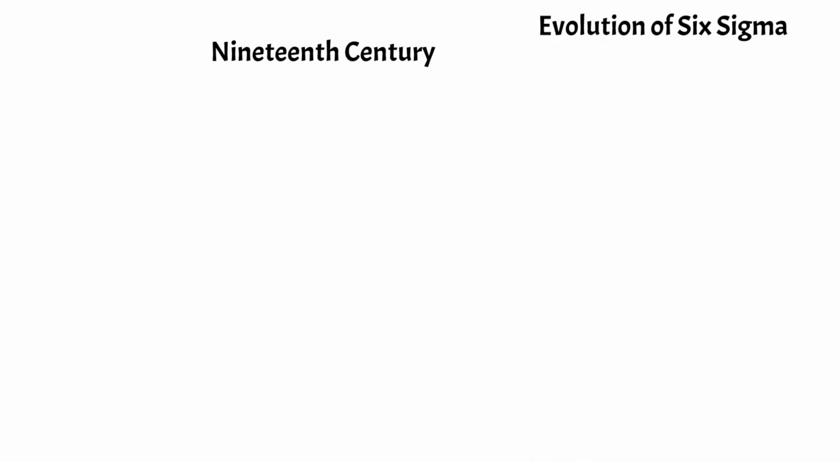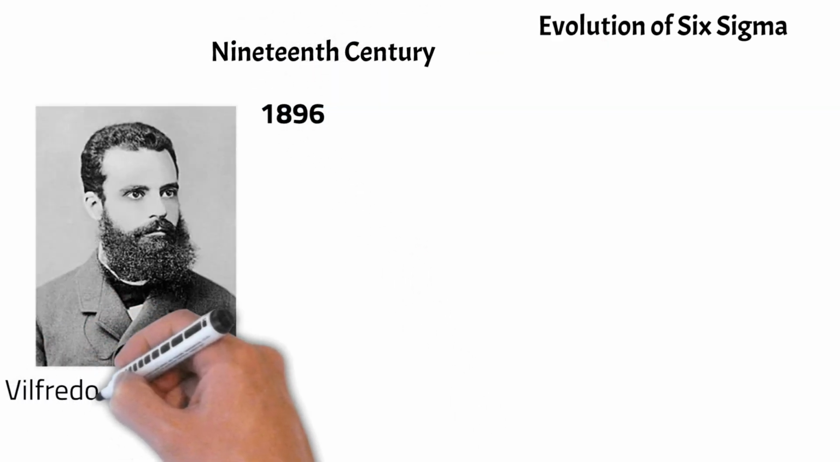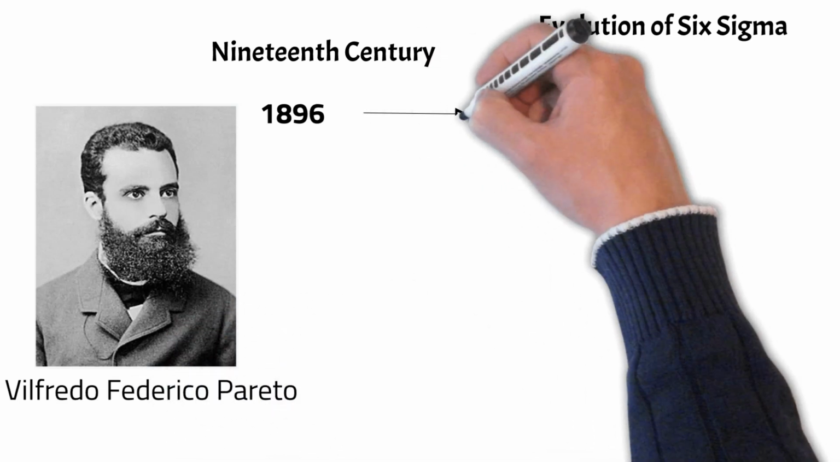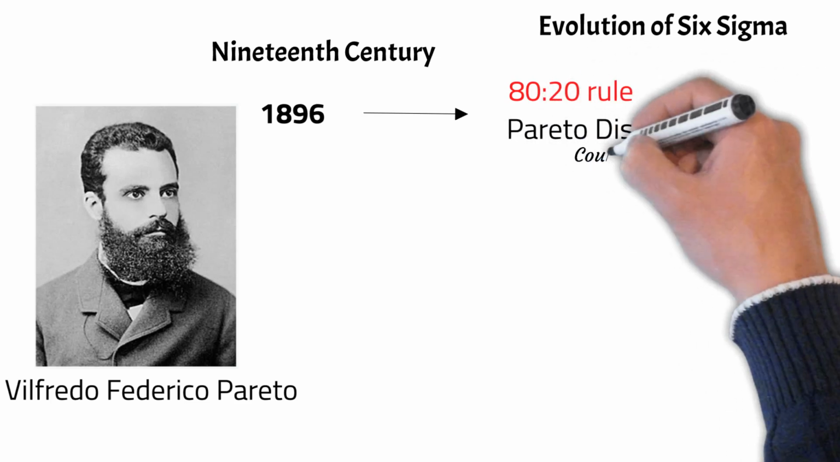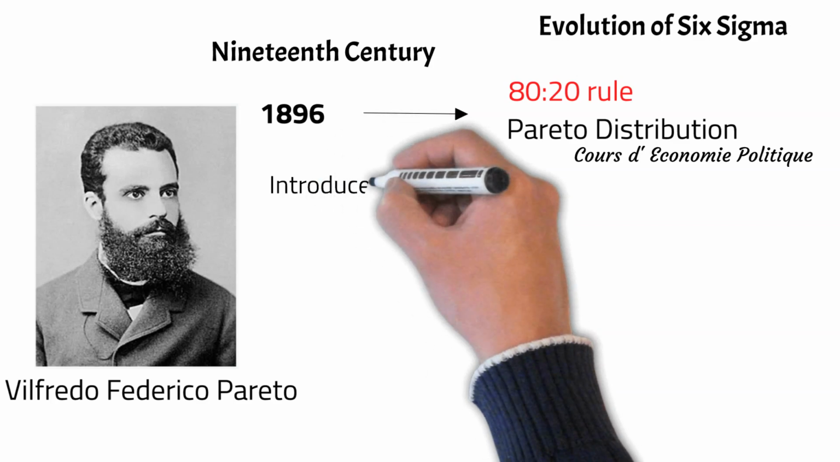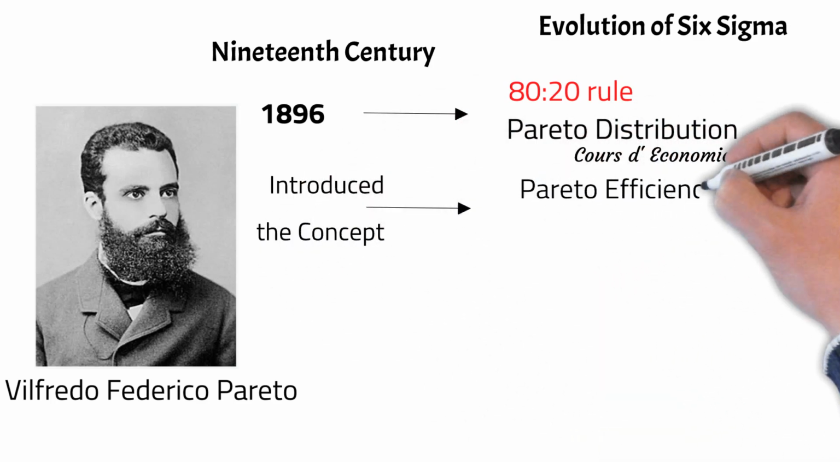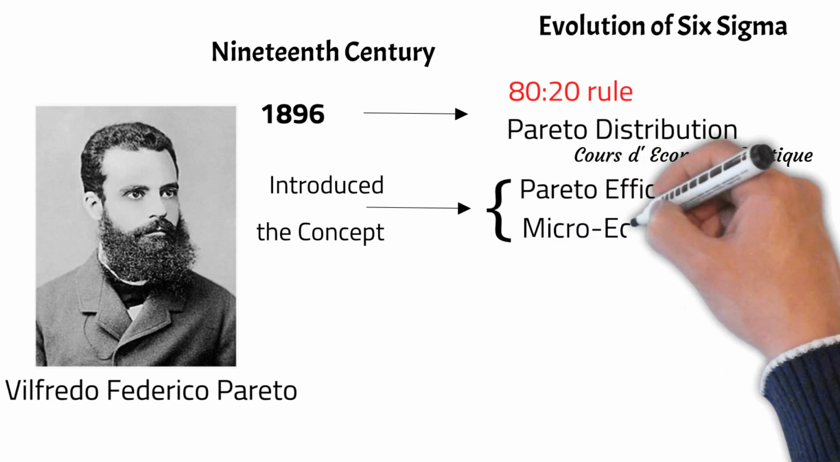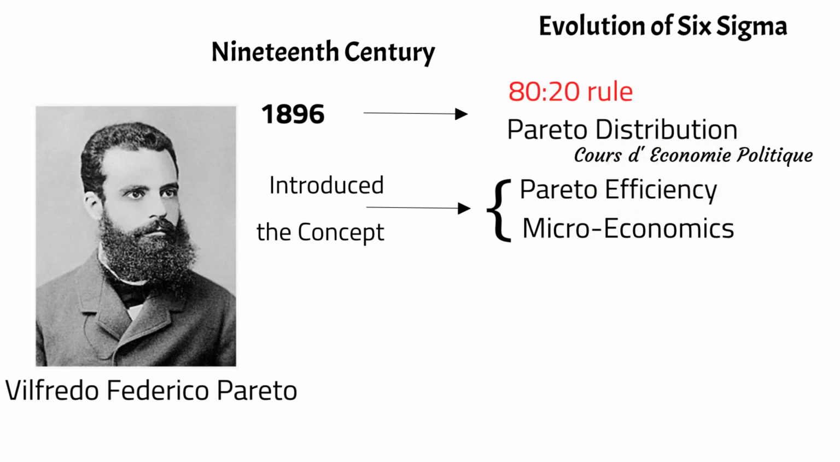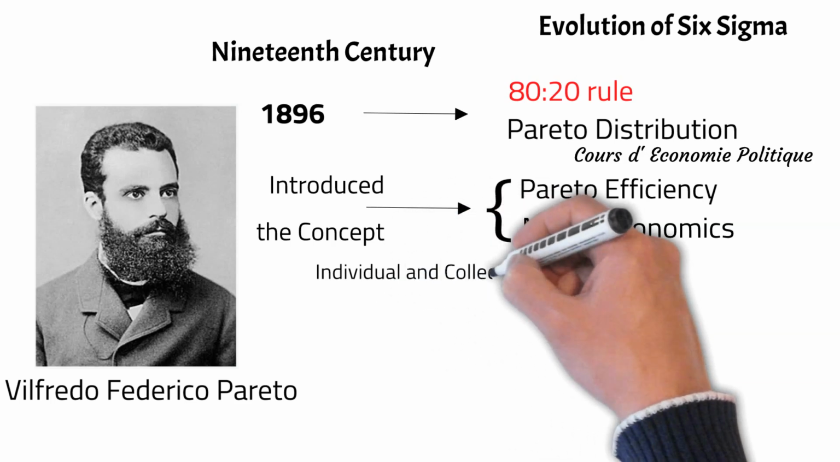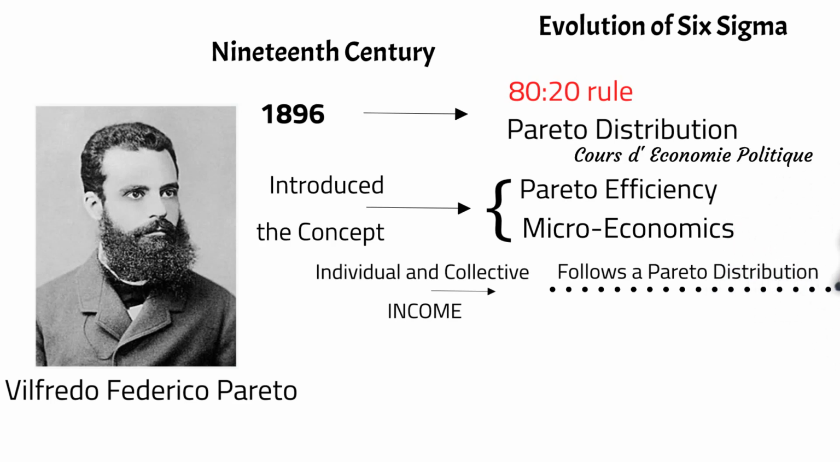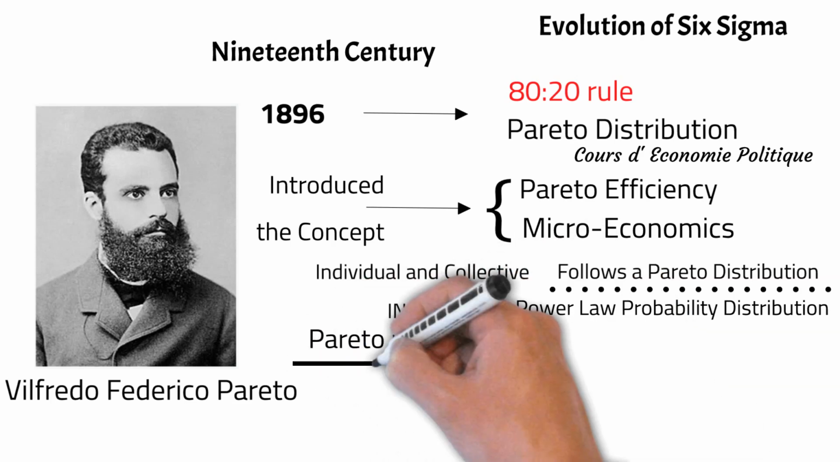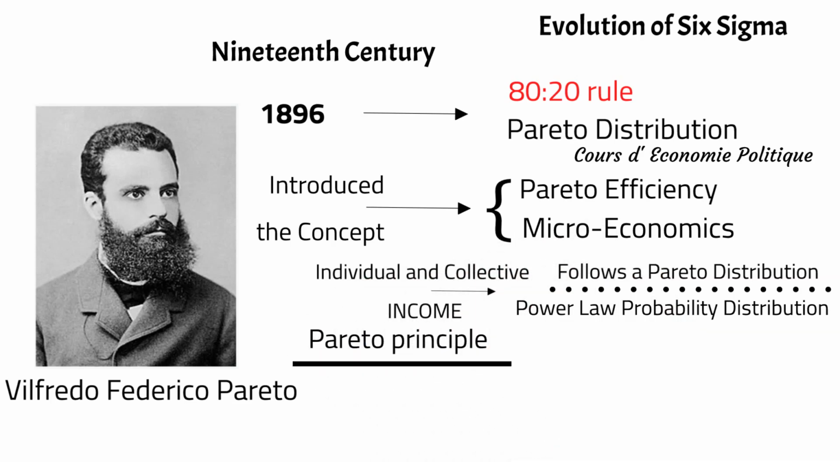19th century. In 1896, Italian sociologist Vilfredo Federico Pareto introduced the 80-20 rule and the Pareto distribution in Cours d'économie politique. He introduced the concept of Pareto efficiency and helped develop the field of microeconomics. He was also the first to discover that individual and collective income follow a Pareto distribution, which is a power law probability distribution. The Pareto principle was named after him, and it was built on observations made by him.